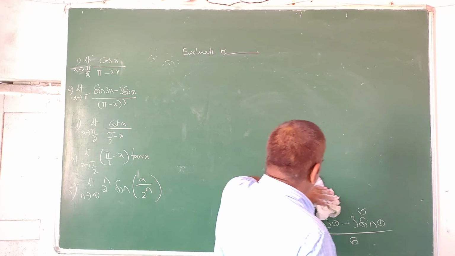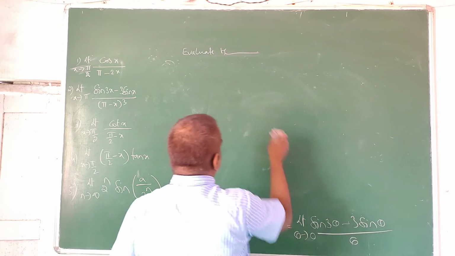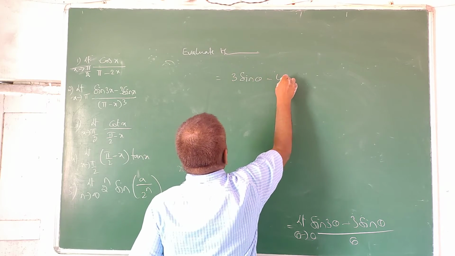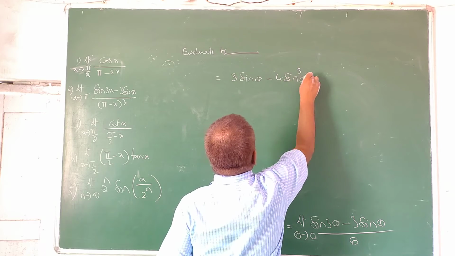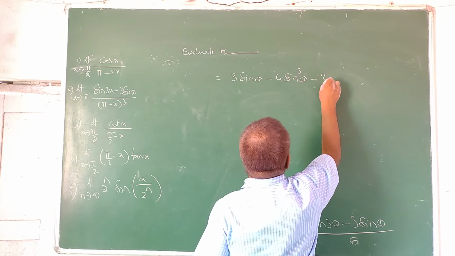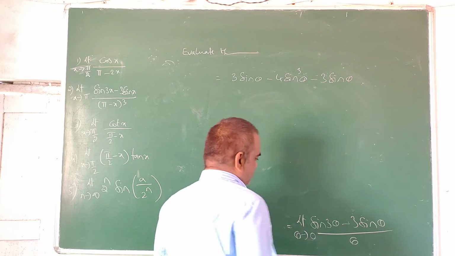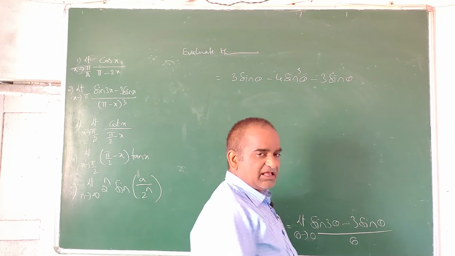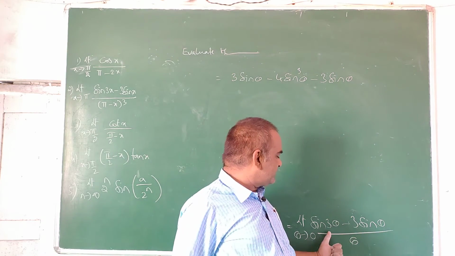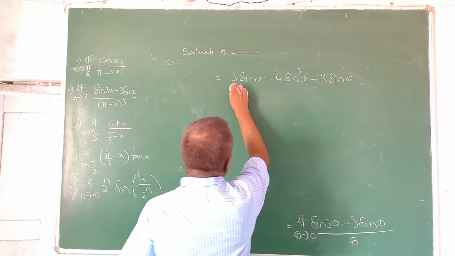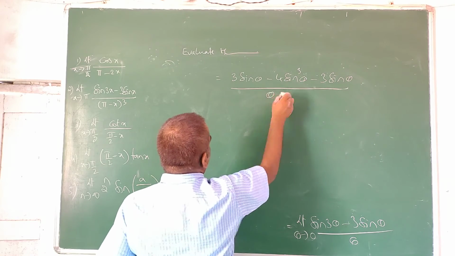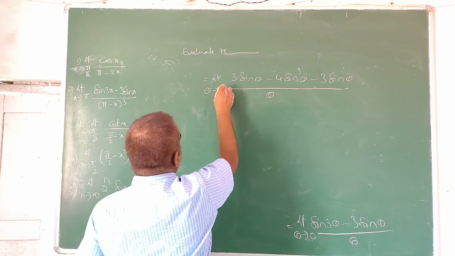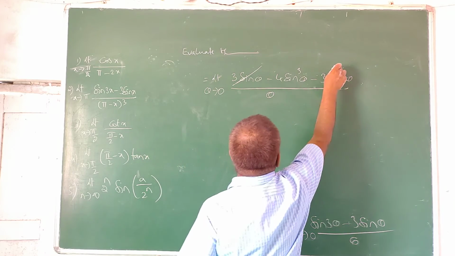Now from trigonometry we have one identity: sine 3 theta is 3 sine theta minus 4 sine cubed theta. I use the identity for sine 3 theta in trigonometry. So sine 3 theta minus 3 sine theta by theta, limit theta tends to 0. Then what happens? This and this get cancelled.